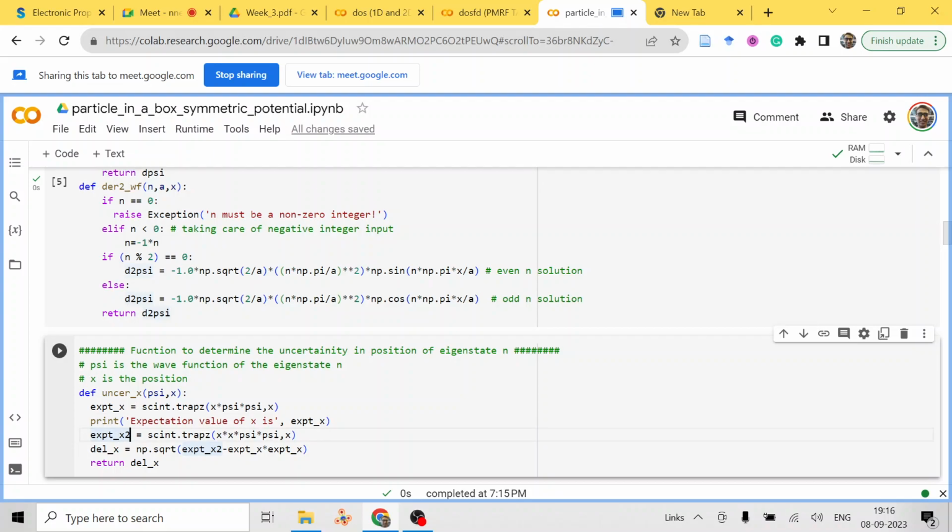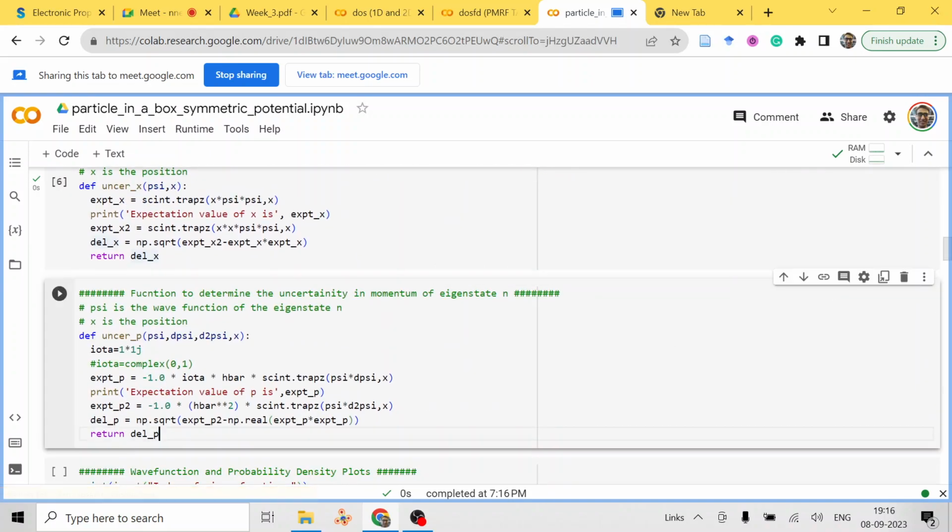Then to find the expectation value of x square, this function finds the expectation value of x square. It is just x square times psi and psi, and we are integrating using the trapezoidal method. And then we find the delta of x. As we know, it is just the expectation value of x square minus the square of the expectation value of x. That is our delta of x, and then this function returns our delta of x value. So this gives us the uncertainty in x.